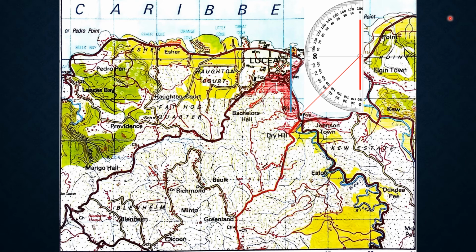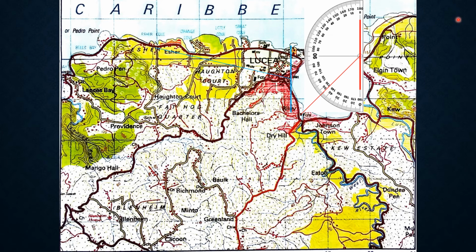Now we're going to try to find the bearing of the road junction right here at Esher from our market right here in Lucy. So already we have drawn our line right through the market. We're going to connect them with a straight line like this. So right here is the road junction. Now we connect our straight line to the road junction.